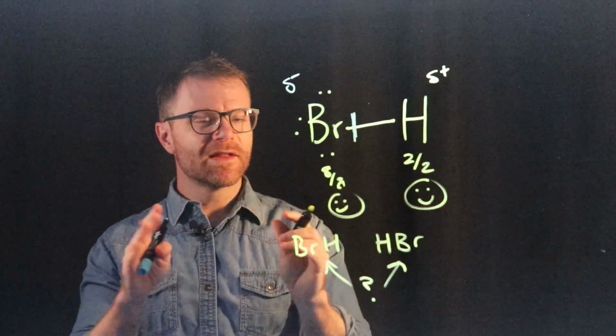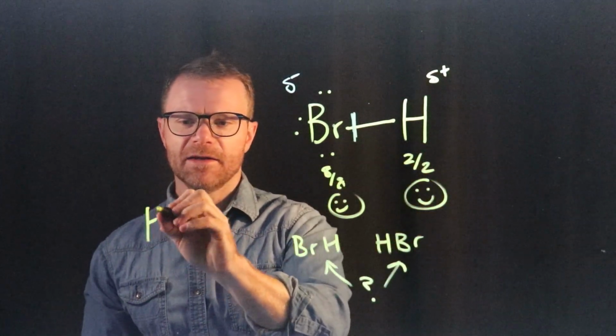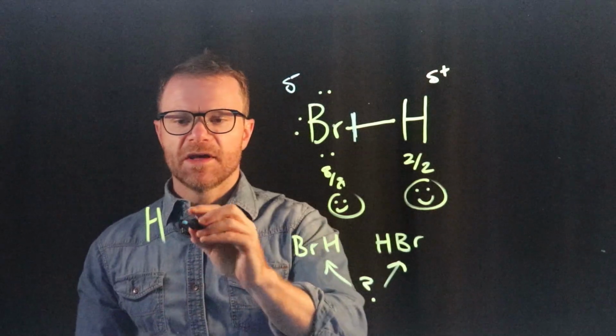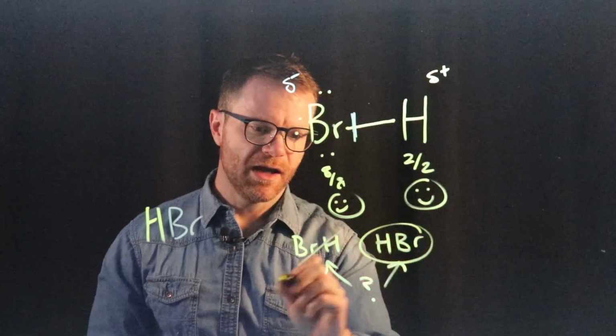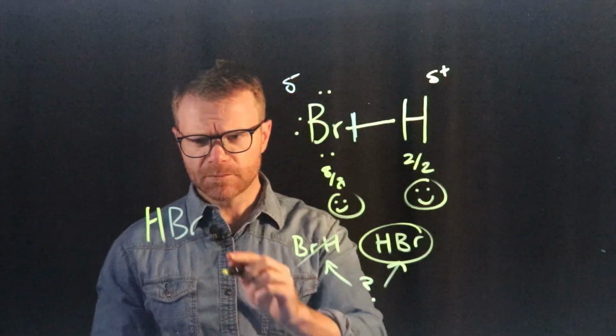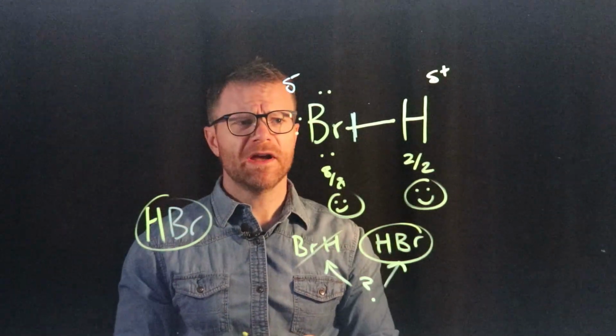And we do have a thing that's a little bit like an anion, and that's our bromine. So we would call this HBr. That's the correct answer and not BrH. Let me just review that one more time.